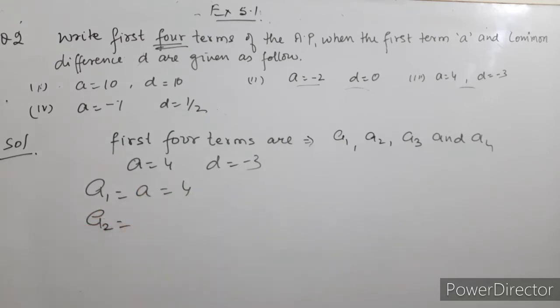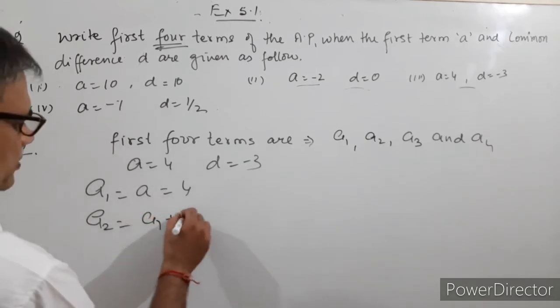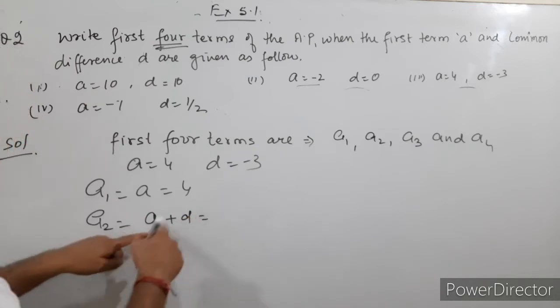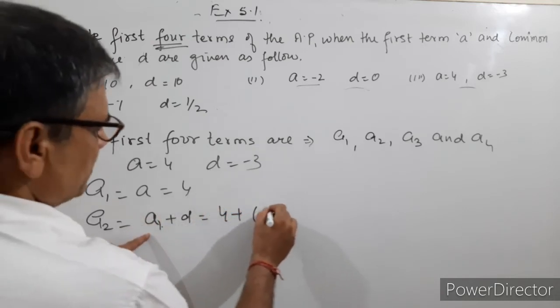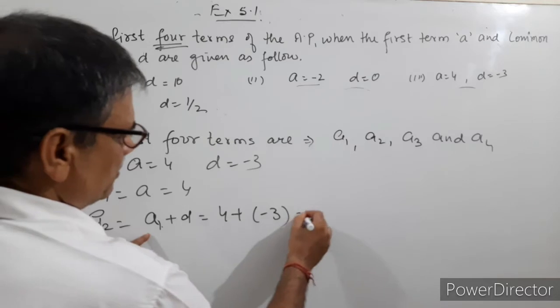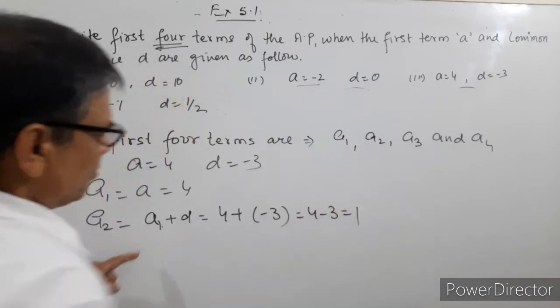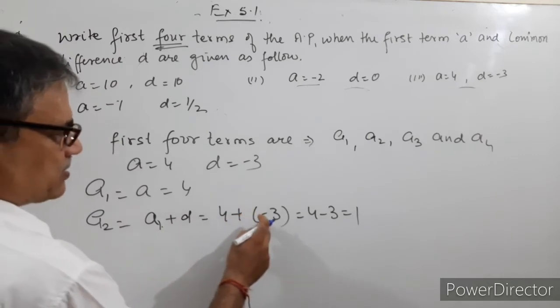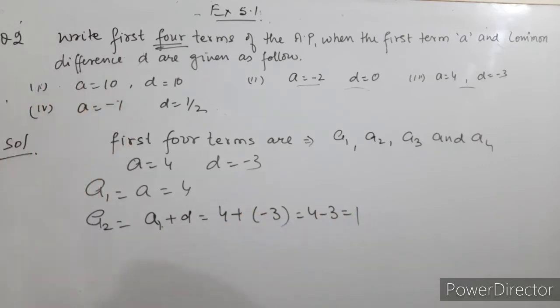Now tell me, what is A2? Check it. What is the value of A2? The formula of A2 is A1 plus D. What is A1? 4. What is D? Minus 3. So 4 plus minus 3, that is 4 minus 3, which is equal to 1.